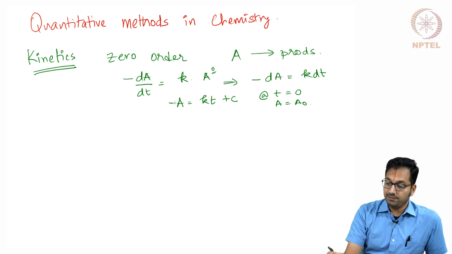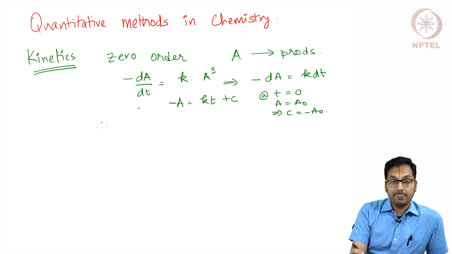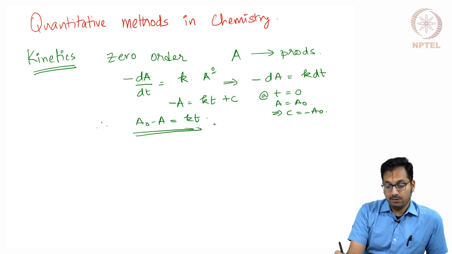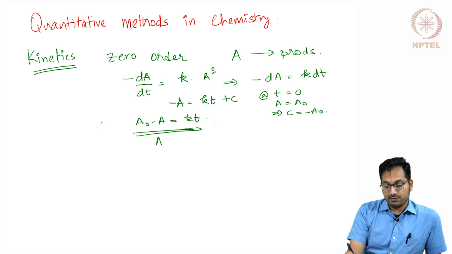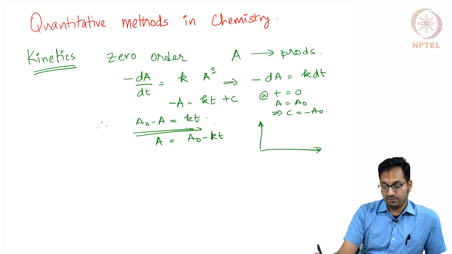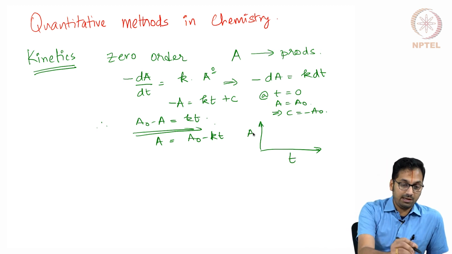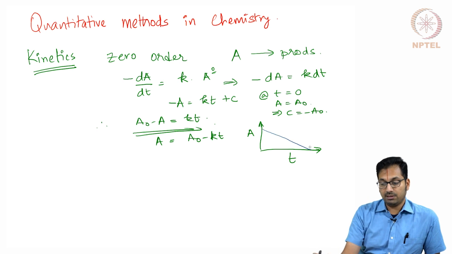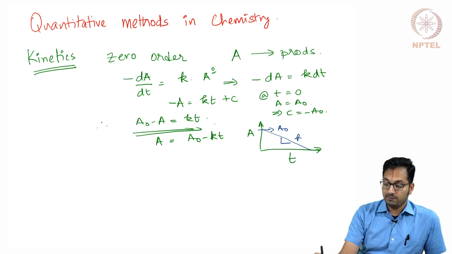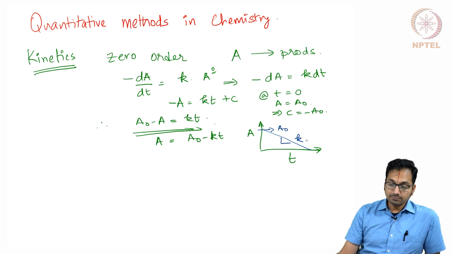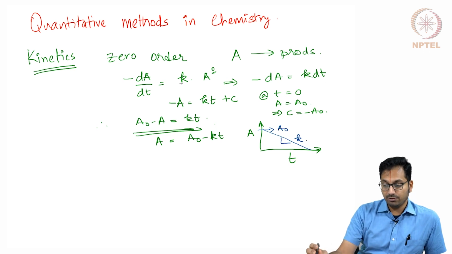Of course, there is a minus sign here. So therefore, this implies C equal to minus A naught. Therefore, A naught minus A is equal to kt. That is, if you plot A as a function of t, you are going to get something like this. If t is the variable and A is the concentration at any point of time, you are going to get a straight line where the intercept is the concentration at initial time, and the slope is the rate constant. In this case, the rate constant has the units of second inverse because it is zero order.